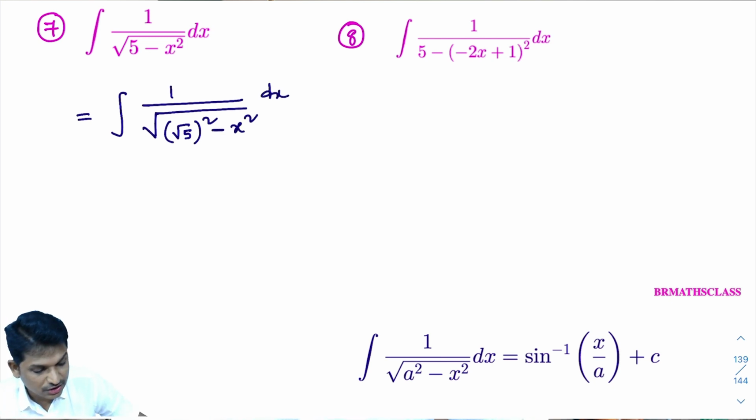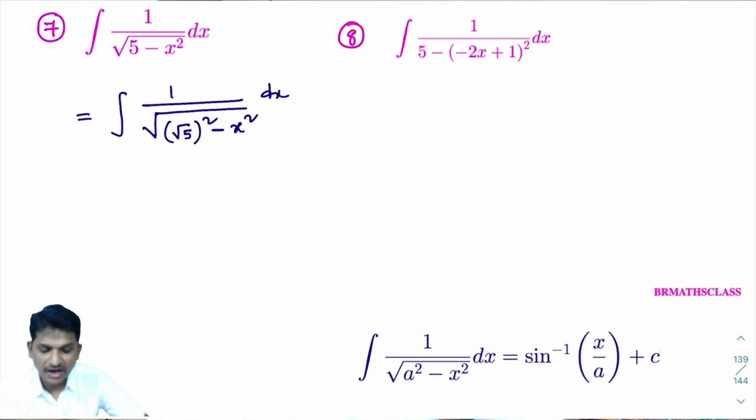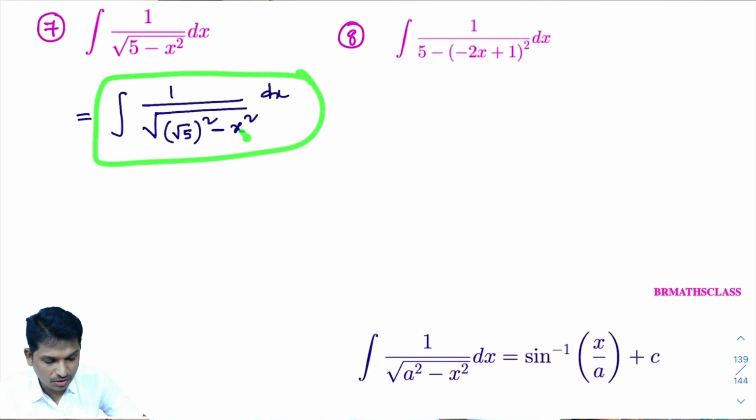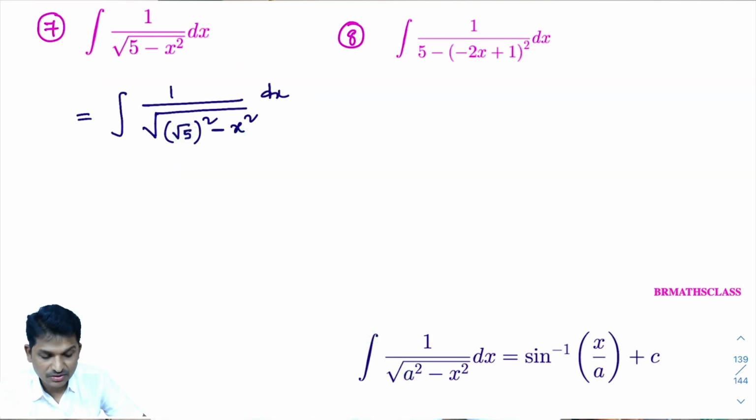dx. I am trying to teach how to use this formula while doing the problems. I observed this question. Is it in the form of 1 divided by root over a square minus x square? Actually not, but it's okay. This 5 can be written as root 5 whole square. Now look here, integral of 1 divided by root over a square minus x square dx. Now this problem is of this form. What is a now? A is root 5.